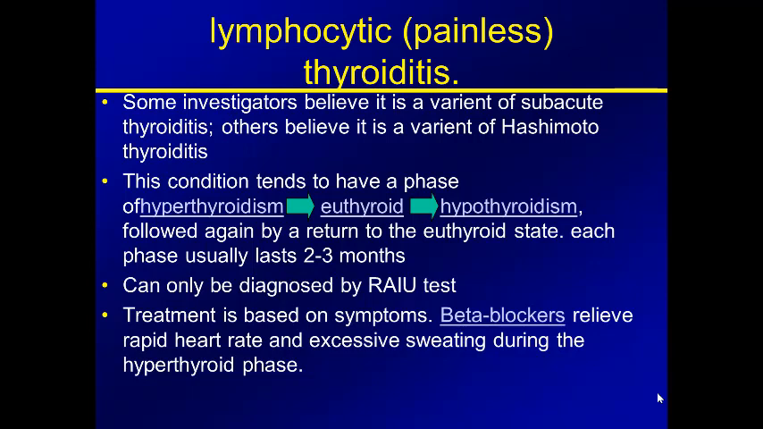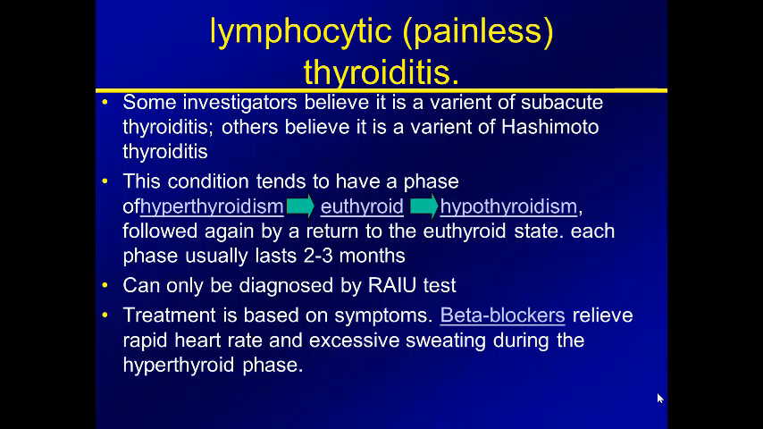Lymphocytic painless thyroiditis. Some investigators believe it is a variant of subacute thyroiditis. Others believe it's a variant of Hashimoto thyroiditis. The condition goes with the triple thyroid response: hyperthyroidism, euthyroid, then hypothyroidism, followed again by a return to the euthyroid state.